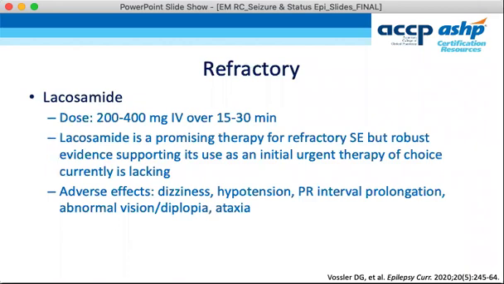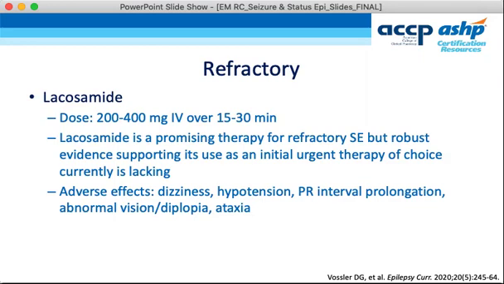This is another sodium channel blocker. Typically doses of 200 to 400 milligrams IV over 15 to 30 minutes. We do have some data with lacosamide giving IV push, which we'll talk about in a little bit. It's certainly a promising therapy. I think it's a good option, especially going on a higher dose of 400 milligrams, but we just don't have evidence for it outside of refractory status.